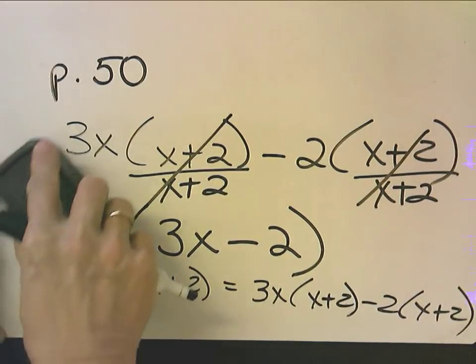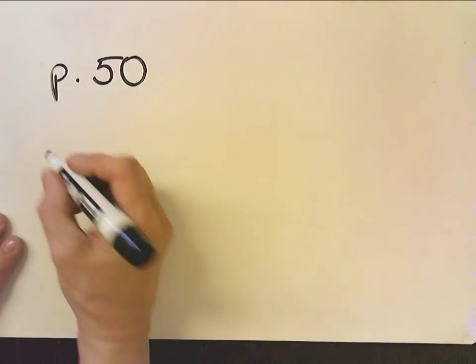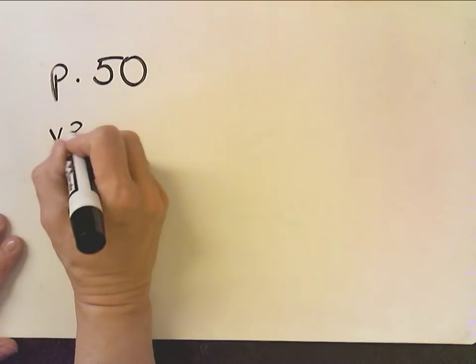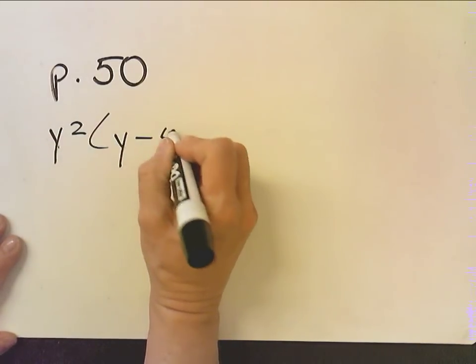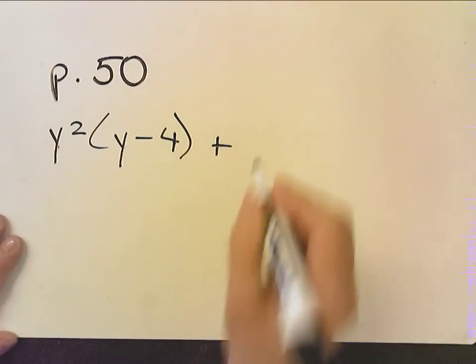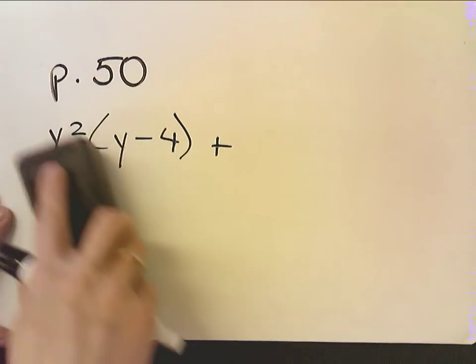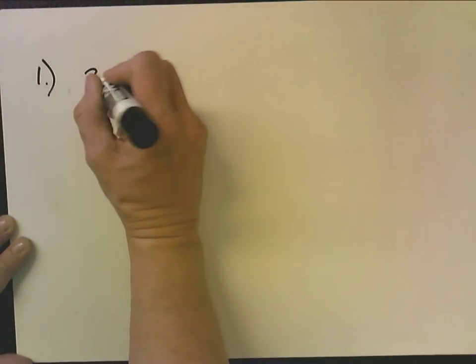Okay, so let's look at the next example on page 50. It asks me to factor y squared times y minus 4 plus, actually, no. We're not going to do that. We are going to look to the left on page 50 where we see example 1, 2, and 3. Let's go over example 1.